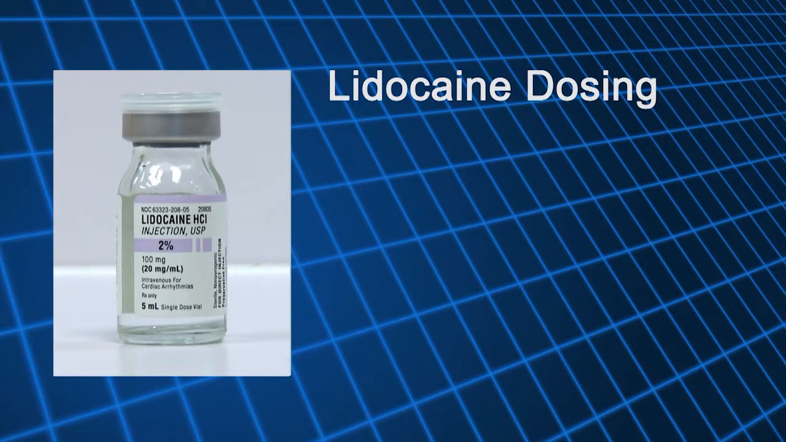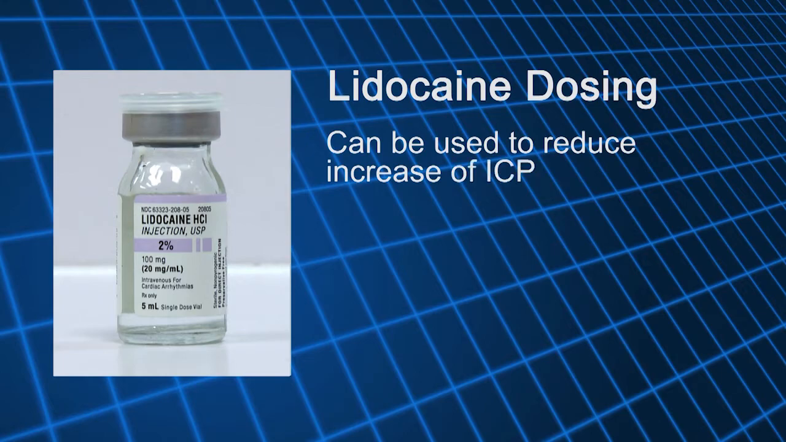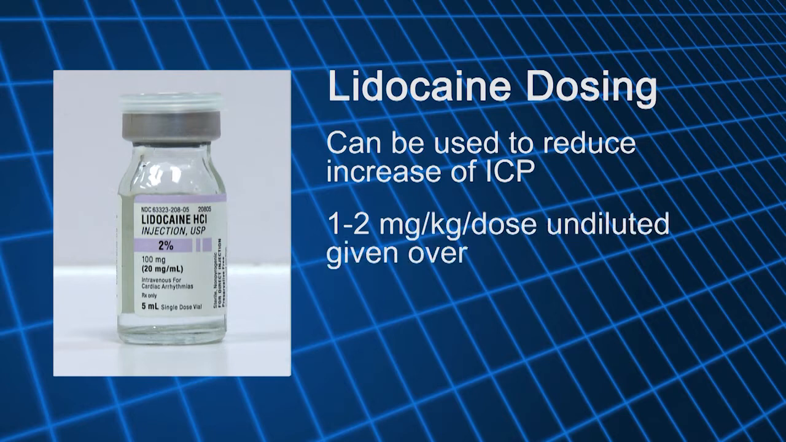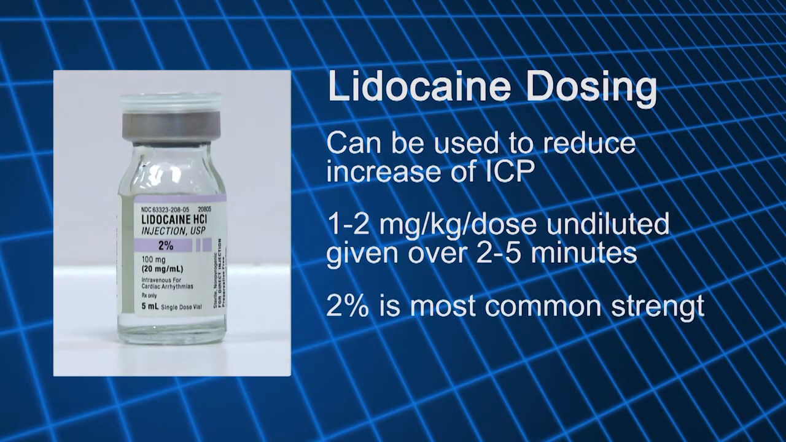Lidocaine is another pre-medication agent and can be used to reduce the increase of intracranial pressure, or ICP. Lidocaine is also indicated in patients with head trauma and increased ICP. Lidocaine should be dosed 1 to 2 milligrams per kilogram per dose, undiluted, given over 2 to 5 minutes. 2% is the most common strength used of lidocaine.